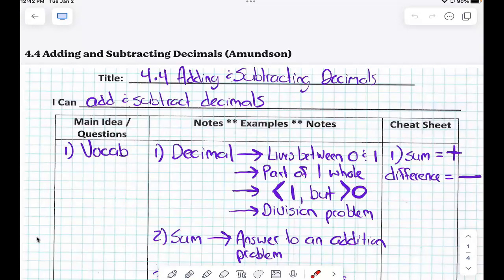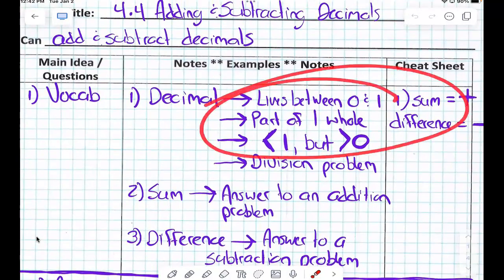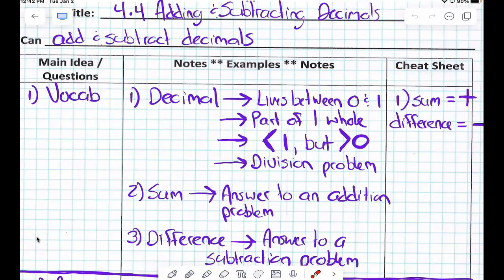Happy New Year. Today we are going to review the notes that we finished before break called 4.4, adding and subtracting decimals. Can you guys add and subtract decimals? Yes. Awesome. All right, so decimals have a lot of definitions, same as fractions. Here they all are. I'm not going to go through all those definitions except for this last one. Class, a decimal is actually also a division problem.